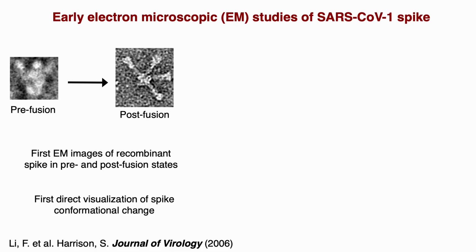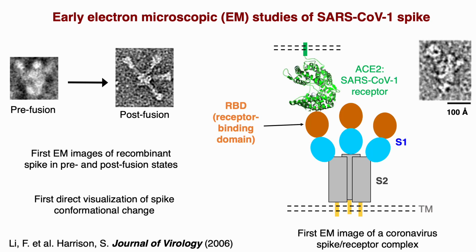I collected the first EM images of the SARS-CoV-1 spike protein in the pre-fusion and post-fusion states. At that time, EM was not as advanced as nowadays, so these images were at low resolutions. I also provided the first direct visualization of the spike protein's conformational change. I further collected EM images of the SARS-CoV-1 spike protein complex with its ACE2 receptor. ACE2 binds to the tip of the spike trimer. That is where the receptor binding domain, or RBD, is located.